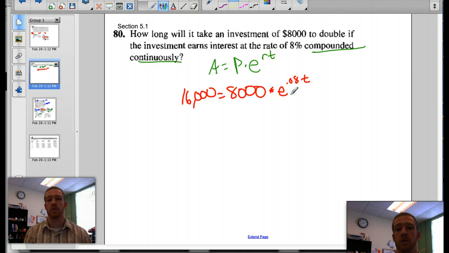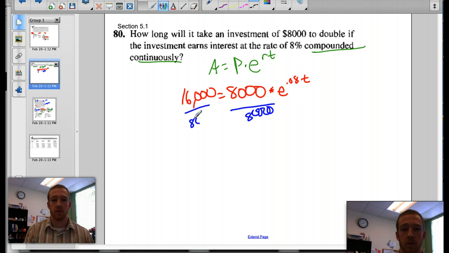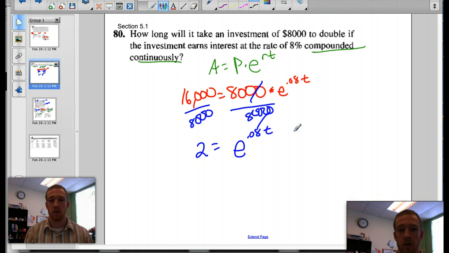the exponent, you have to use logarithms. So you first divide by 8 grand. That's supposed to say 8 grand. And that gives you 2 equals e to the 0.08 t.